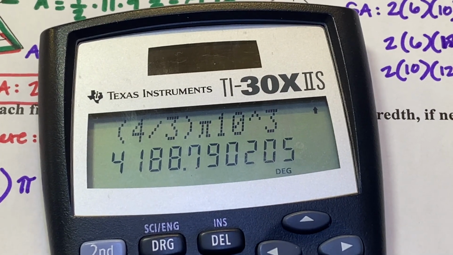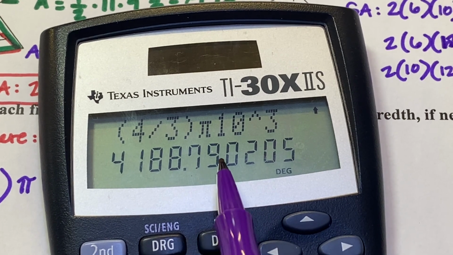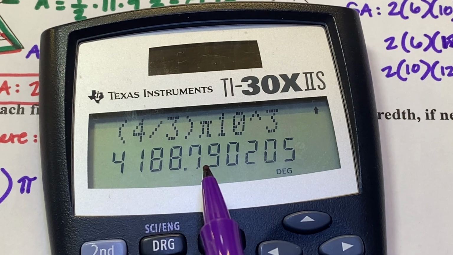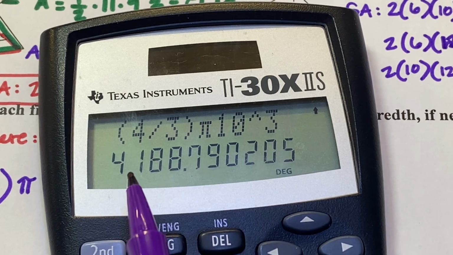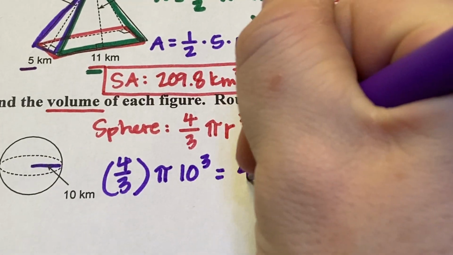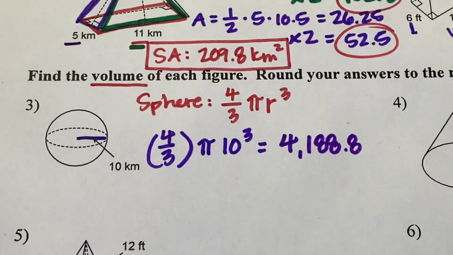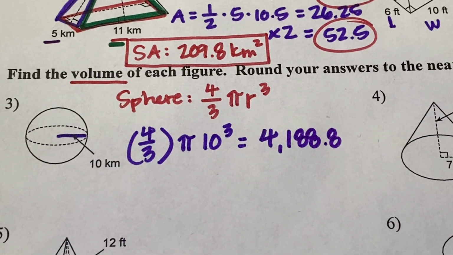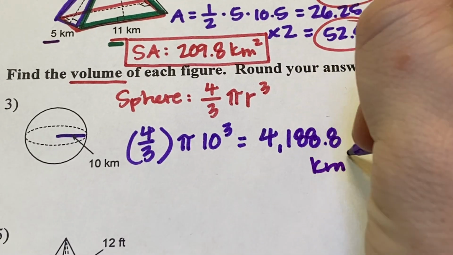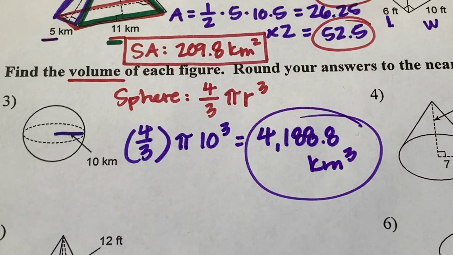Let's practice rounding to just the first decimal place. Look behind it: is this 9 going to bump the 7 up or keep it a 7? Bump it up. So we have 4,188.8. That's a lot. Big sphere.